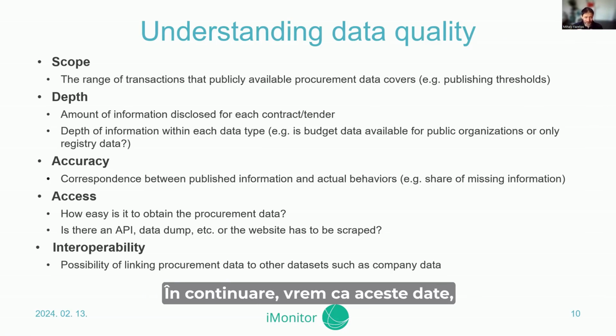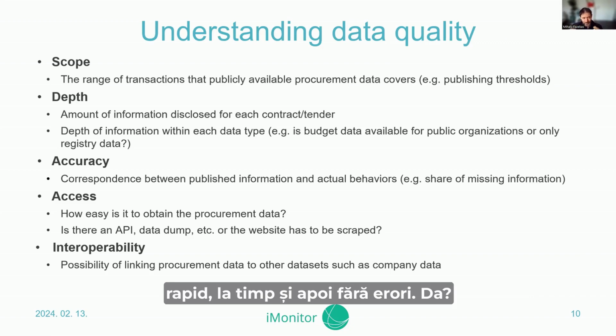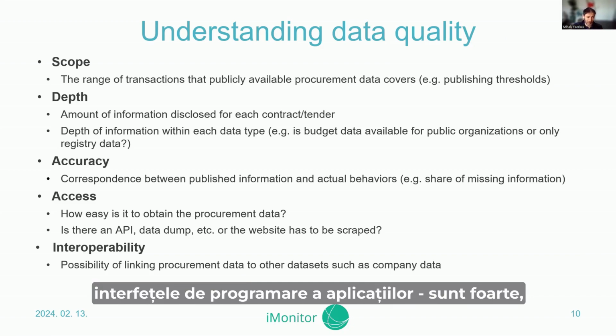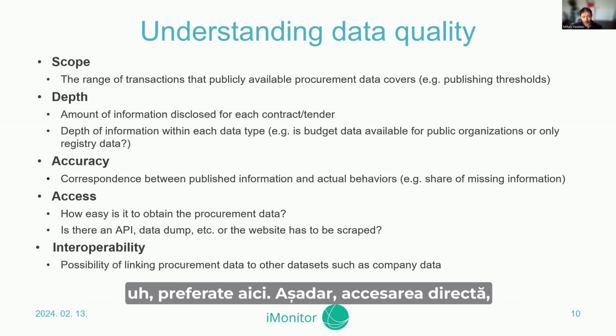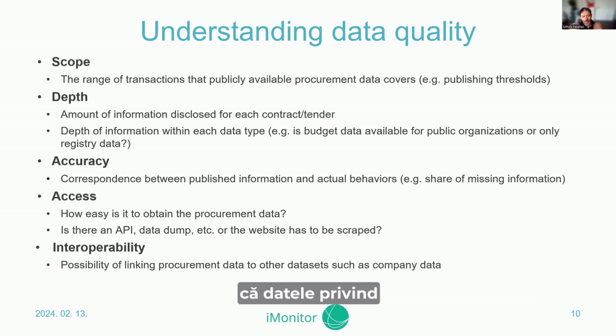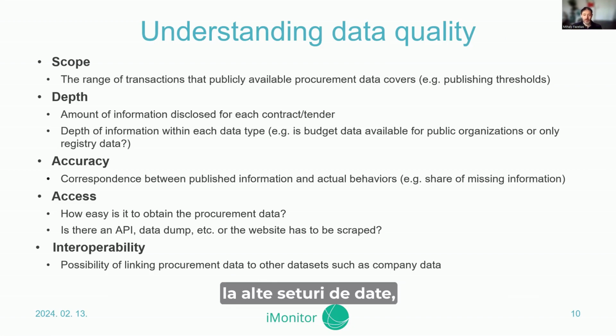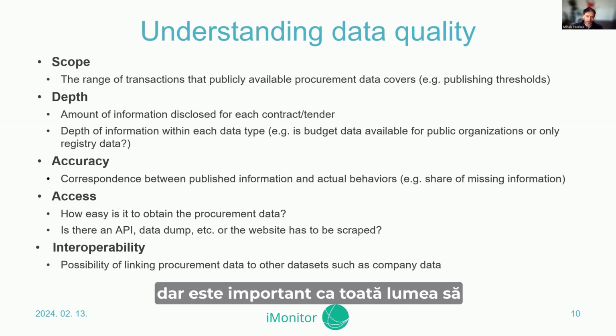Next, we want this data, as fancy as it may be, to be accessible, right? So we want to be able to obtain this data relatively easily, speedily, on time, and then without error, okay? So APIs, application programming interfaces, are highly preferred here, so the direct tapping, direct entry into the database of public procurement. And finally, interoperability, I just mentioned, is that public procurement data is far more valuable if we can link it to other data sets such as company data. We will not cover this in detail, but it's important that everyone has a broader perspective on the uses of this kind of data.